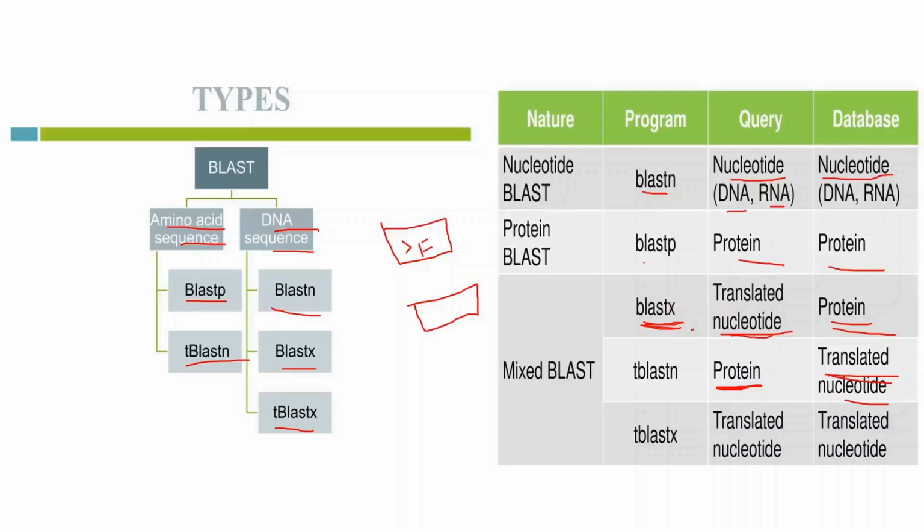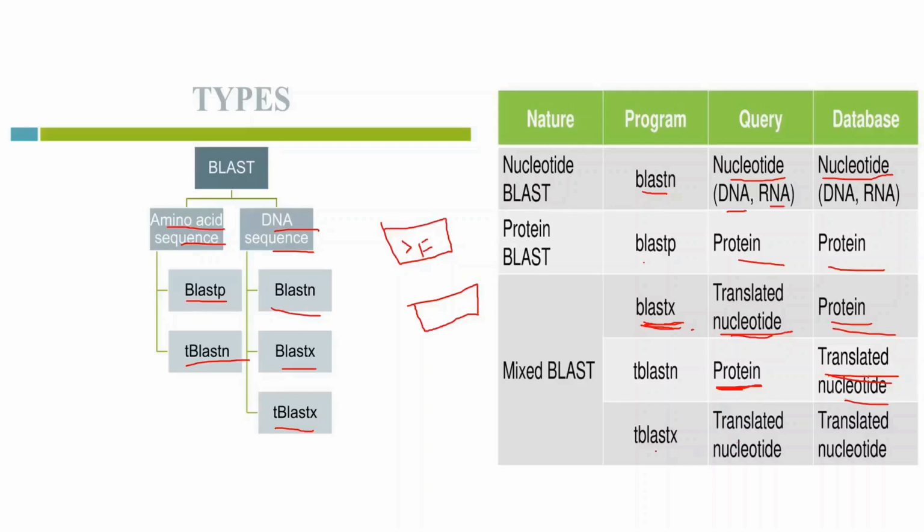When you are running BLASTX, what is happening is that the translated nucleotide is searched against the protein database. That nucleotide is first translated into protein, then the query sequence is searched against the protein database. TBLASTN means you have a protein sequence and you are searching against the translated nucleotide. That will also be protein, but it is present in the form of translated nucleotide.